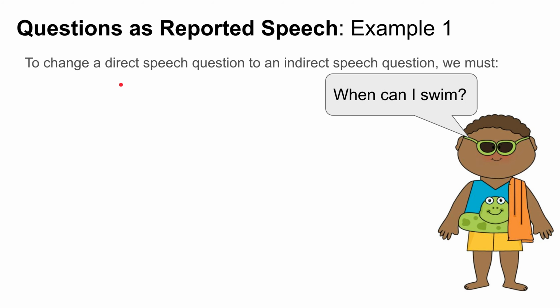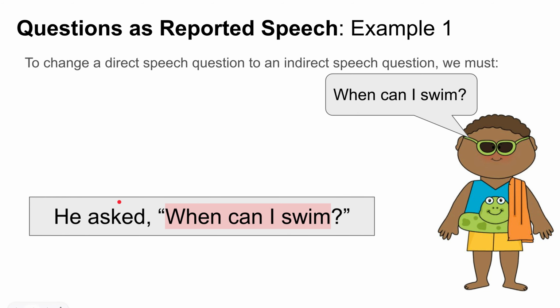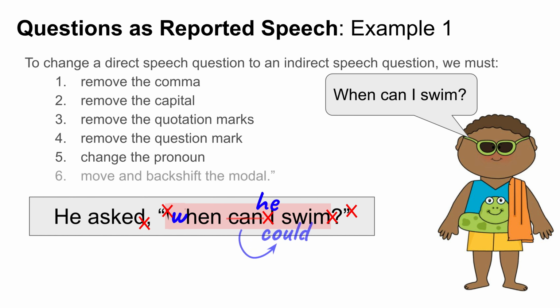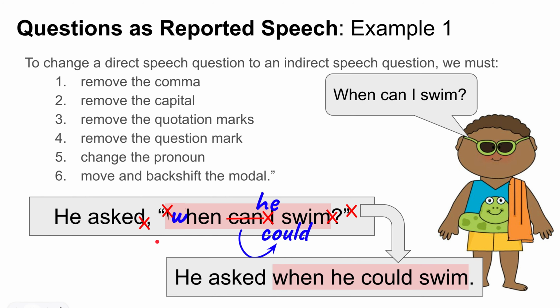Okay, moving forward now. To change a direct speech question to an indirect speech question, we must. Well, what are we reporting? This young boy said, when can I swim? Okay, so he asked, when can I swim? This is direct speech. Let's change it to reported speech or indirect speech. So first we have to remove the comma, remove the capital, remove the quotation marks, remove the question mark, change the pronoun. When he says I, he's referring to himself, but he's not referring to me, so we have to change I into he. And lastly, we have to backshift the modal. So this is in the past, so we have to backshift it. He asked when he could swim.